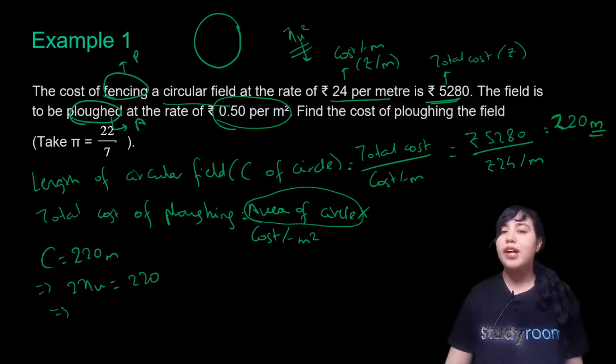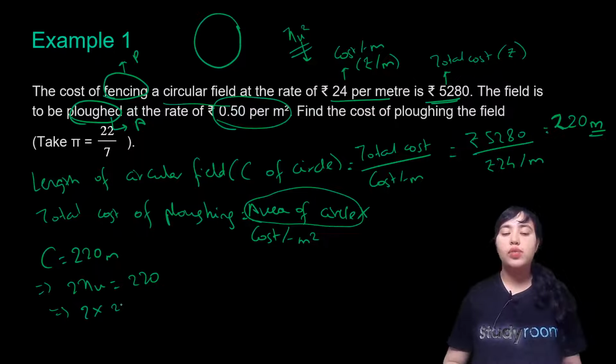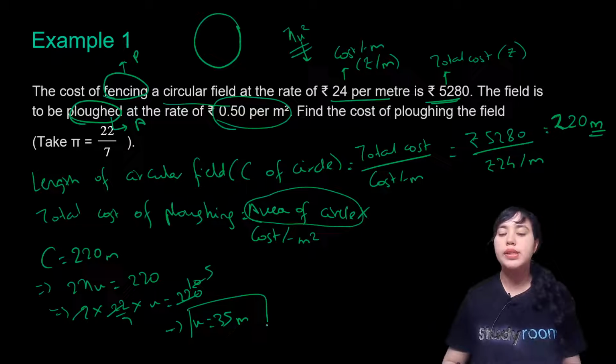Now which value of pi do you have to use? It is given in the question, 22 by 7. So 2 into 22 by 7 into r is equal to 220. This goes like this. So on solving, you get r as 35. What will be the unit? Meter, because throughout we are talking about the unit being meters.